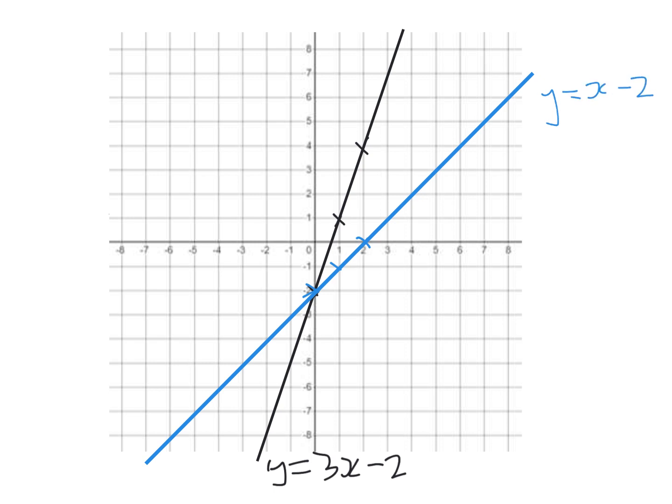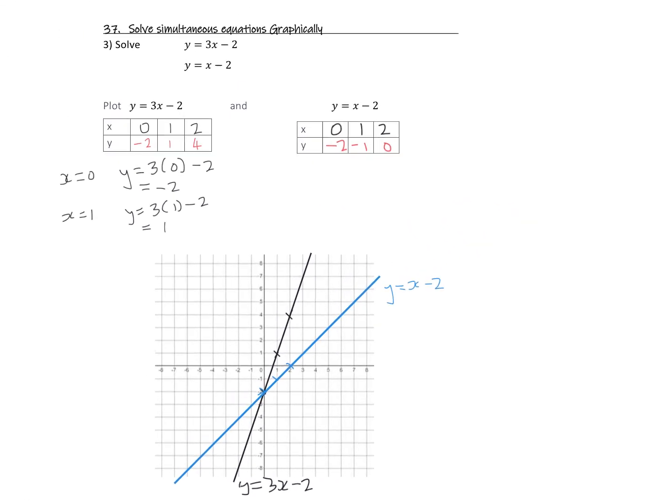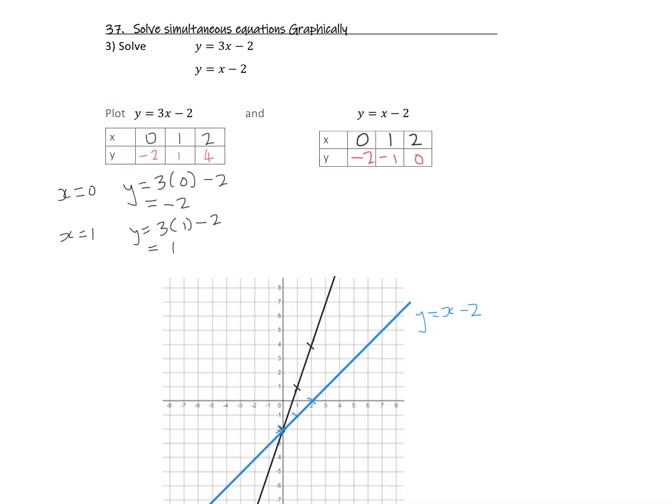Let's go back. What was the question about? Why were we even doing all of that? The question asked us to solve these two equations simultaneously. So all these points lie on this line. They are like solutions to the equations. They are values that work in that equation. When the x value is 0, the y value will be minus 2. When the x value is 1, the y value is 1. These are all the solutions, all the possible answers that fit this equation.